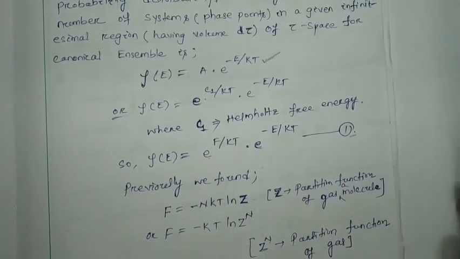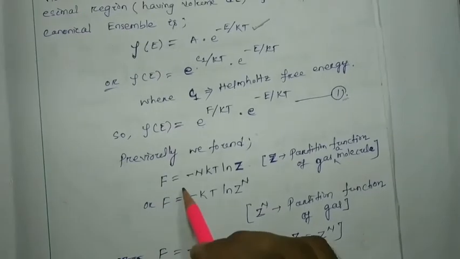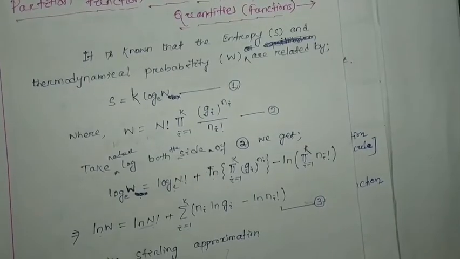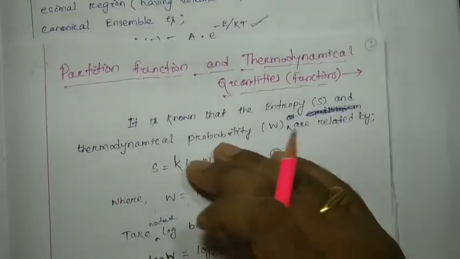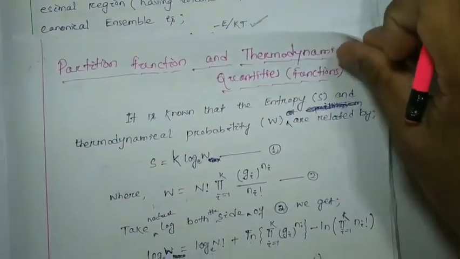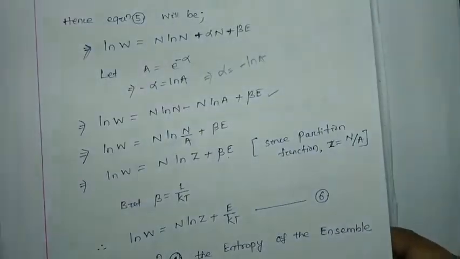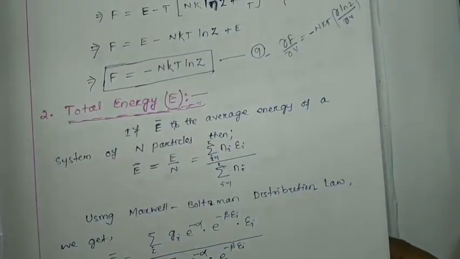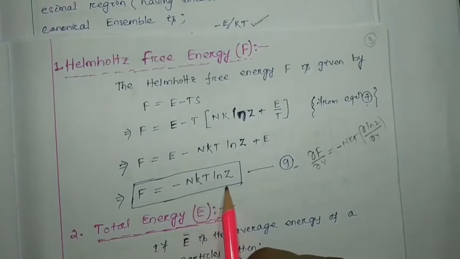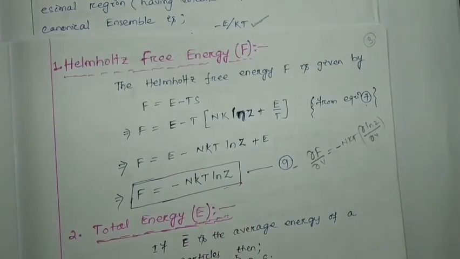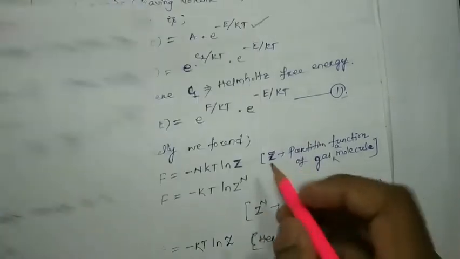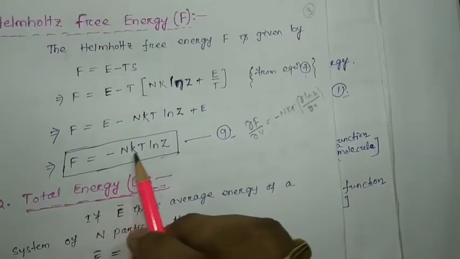Previously we found the Helmholtz free energy is nothing but F equal to minus nkt ln z. You can refer to the previous note wherever we discussed the partition function and thermodynamical quantities. There we found that the Helmholtz free energy is nothing but your minus nkt ln z. Okay, that F value we can substitute here, the value I have written here, this minus nkt ln z.